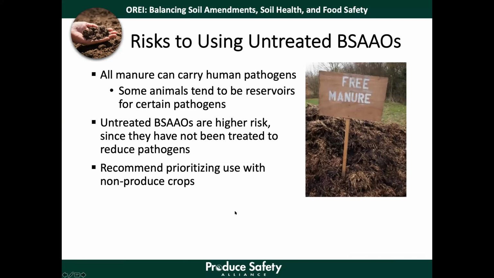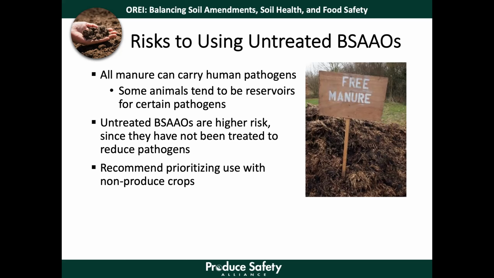And this is one slide from previous sessions that just reminds us that when you use biological soil amendments of animal origin, and here we're referring to manure, all manure can carry human pathogens, and some animals tend to be reservoirs for certain pathogens. For example, ruminants or cows are reservoirs for E. coli O157:H7, and in poultry we see more Salmonella, and frequently Salmonella and Campylobacter. When we use these biological soil amendments that are untreated, there is a higher risk since they haven't been treated to reduce pathogens.